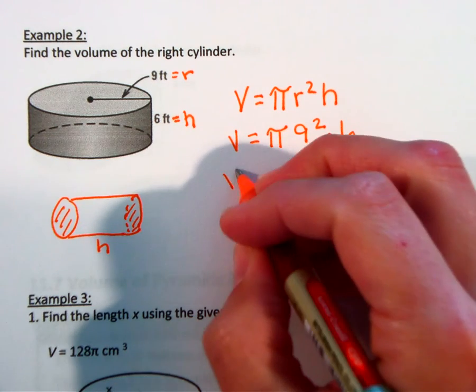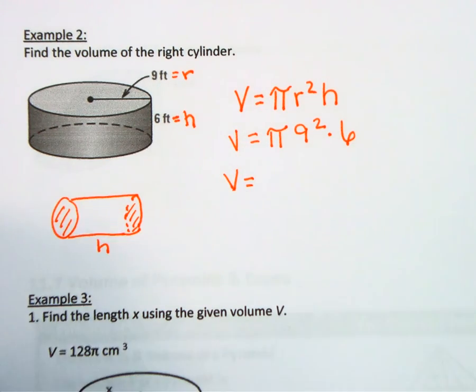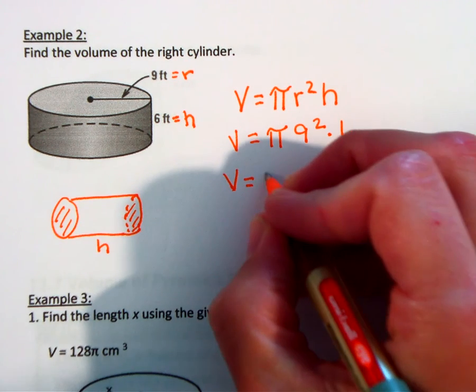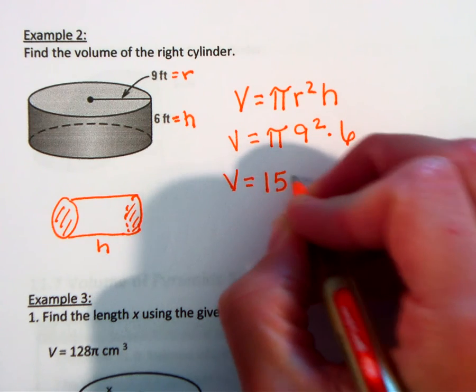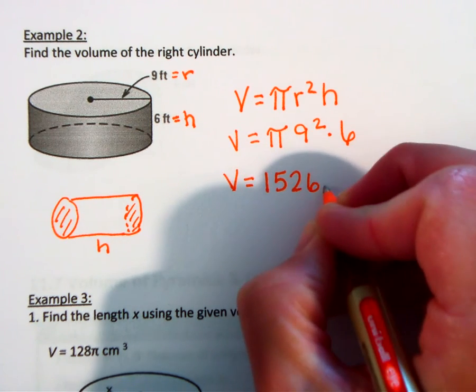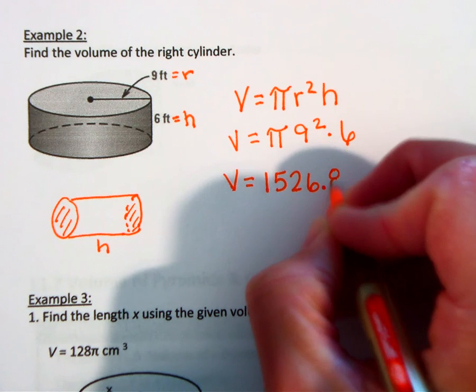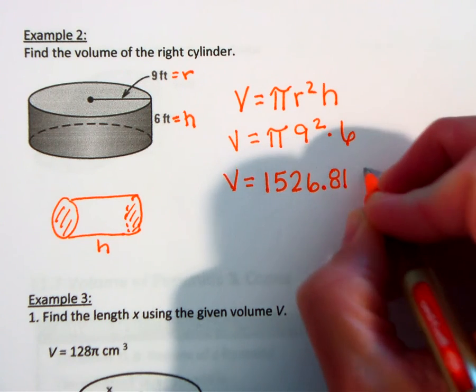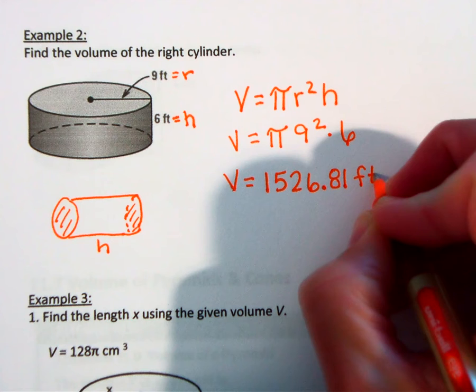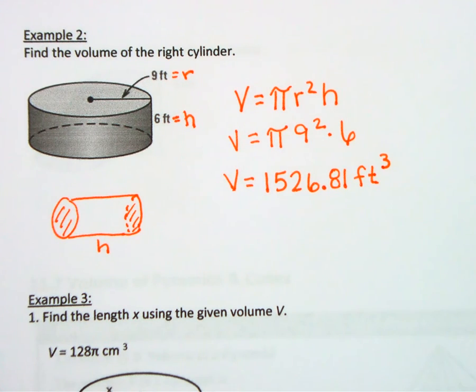So although I would love to see this in terms of pi because it would come out really nice, that is not how it is on the practice quizzes or the actual quizzes. So I'll just go ahead and type it in. Pi times 9 squared times 6 is 1,526.81 feet cubed.